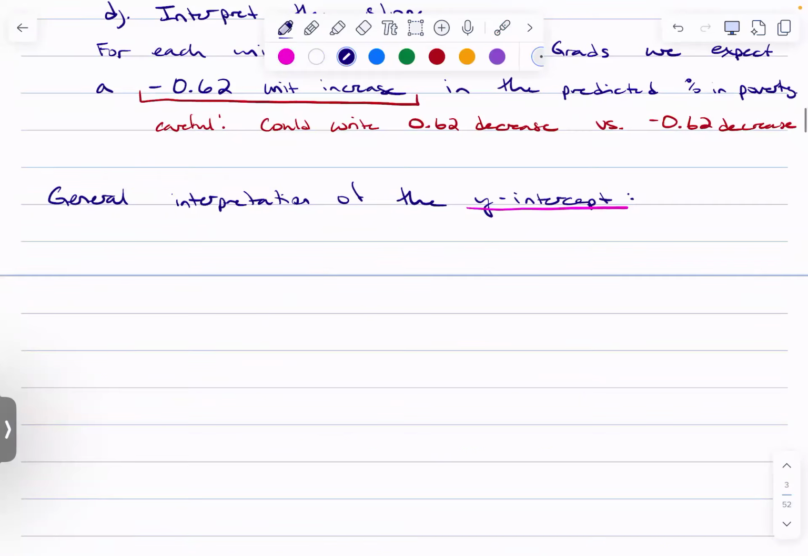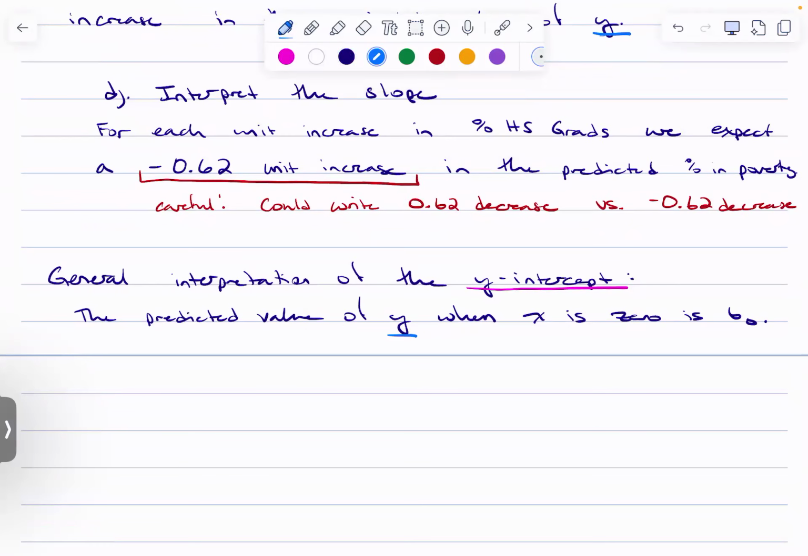And so the predicted value of y when x is 0 is b naught, is the y-intercept. In terms of what you need to replace, you're going to replace y with whatever the y is measuring. You're going to replace x with whatever it's measuring, and of course you're going to replace the y-intercept with its value.